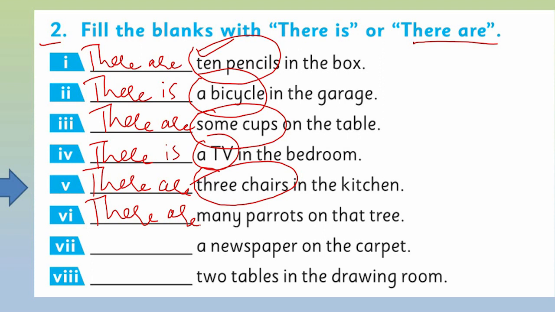Okay, the seventh one, a newspaper on the carpet. Here the newspaper is one singular item. So we will choose there is. Two tables in the drawing room. Yes, we have more than one item, 2 tables. So we will choose there are.